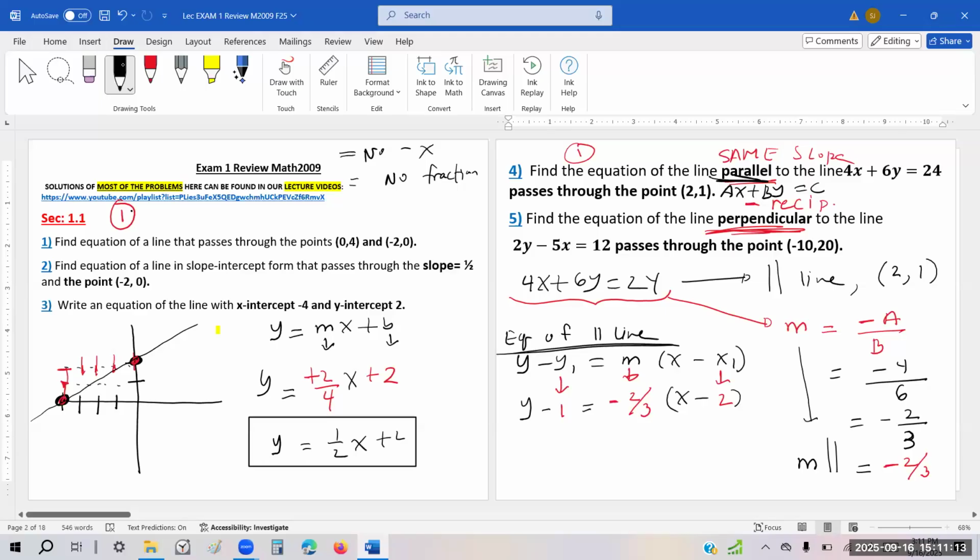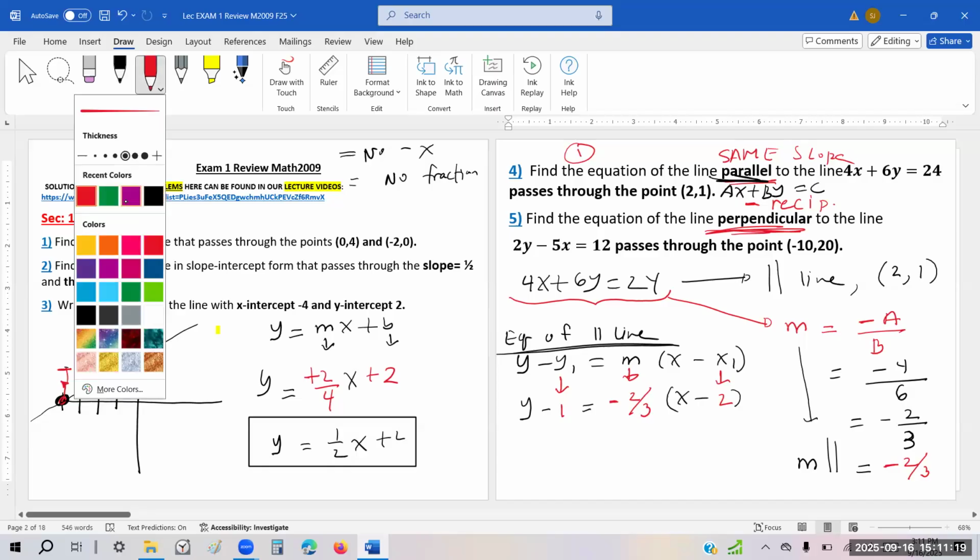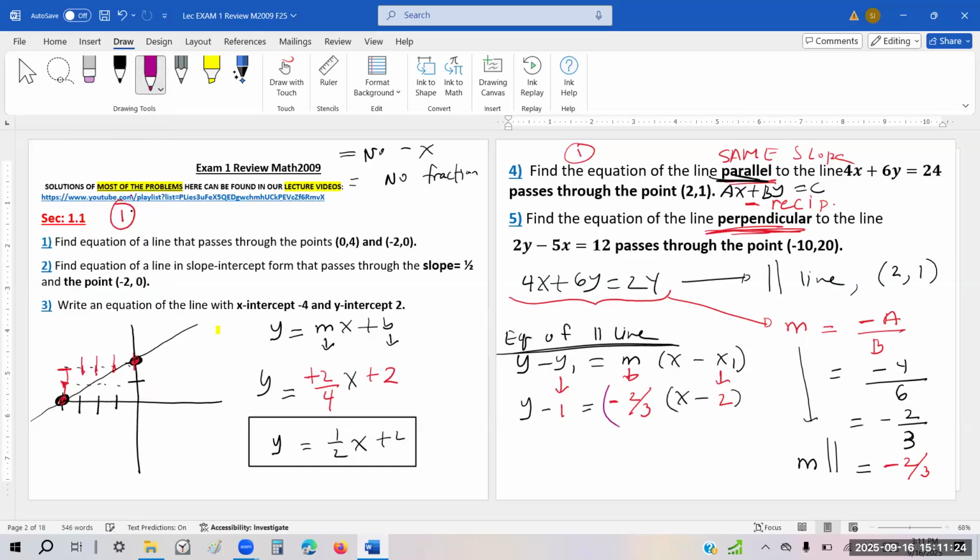We have a fraction. So how can you get rid of the fraction? What can you do so there will be no fraction? Multiply by the denominator. The denominator is 3. You multiply both sides by 3. The 3 cancels out. We get 3y minus 3 equals negative 2x minus 2. So we solved the fraction problem. And now you have to distribute on the other side. So 3y minus 3 equals negative 2x plus 4.